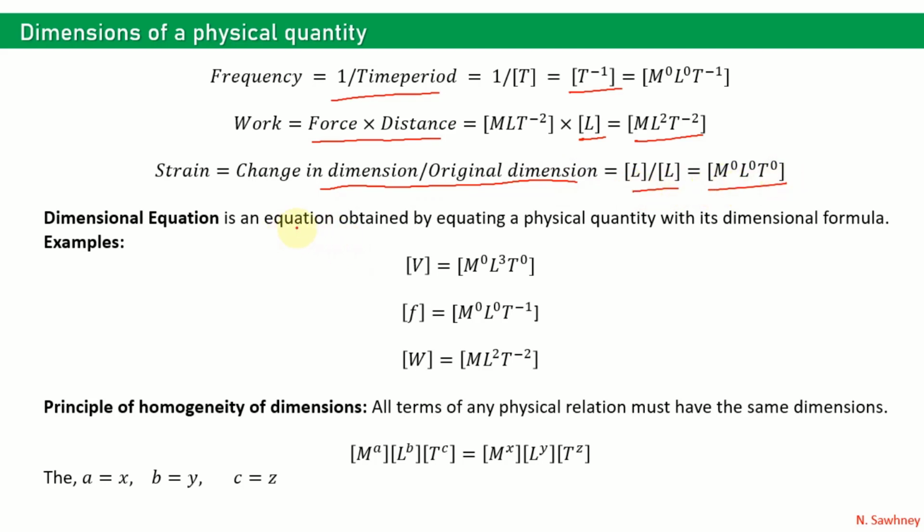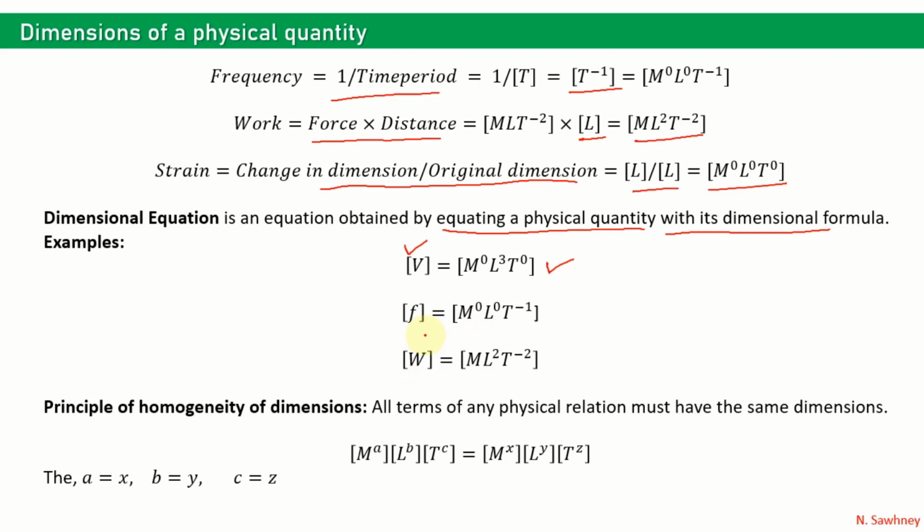The dimensional equation is an equation obtained by equating a physical quantity with its dimensional formula. Like we have just written the dimensional formula of volume, that is L cube. So, if we write that L cube on the right hand side in square brackets and on the left hand side the notation for volume, here I have taken as V in square brackets, it is termed as a dimensional equation.